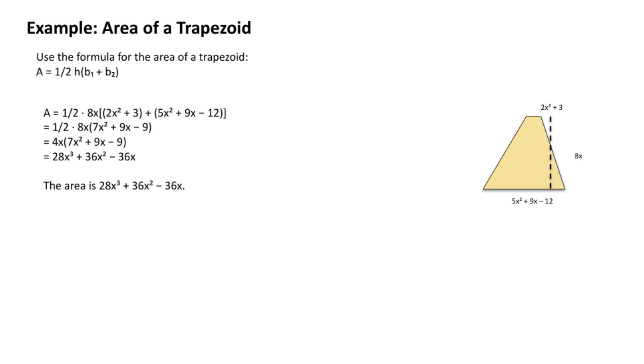In our case, the height is 8x, and the bases are the expressions inside the brackets. So we multiply 1/2 by 8x, and then by the sum of 2x² plus 3, and 5x² plus 9x minus 12. When we combine those, we get 7x² plus 9x minus 9. Multiplying through, 1/2 times 8x gives us 4x, and then we distribute that across the combined expression, resulting in 28x³ plus 36x² minus 36x. So the final expression for the area is 28x³ plus 36x² minus 36x.